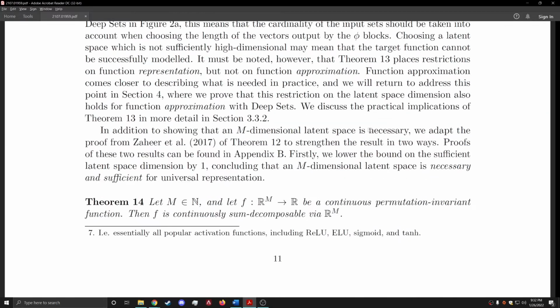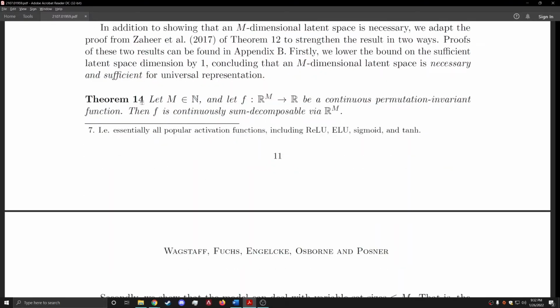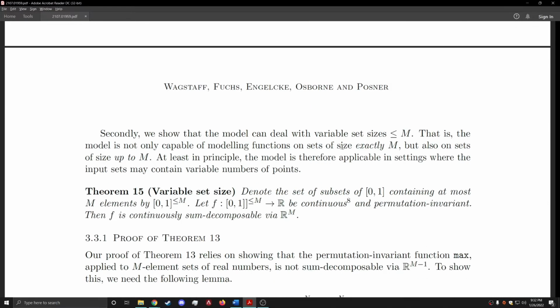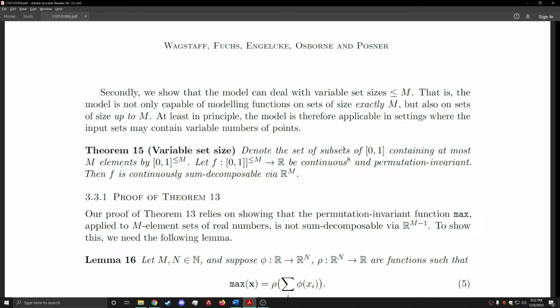So let's talk about this. We can jump into Theorem 14. This is going to be m as a member of n. This is the exact same thing, but we use m instead of n. This is just saying you have the same dimensionality. Then f is guaranteed to be continuously sum decomposable via r with dimensionality m. Your latent space is big enough, therefore you can do it.